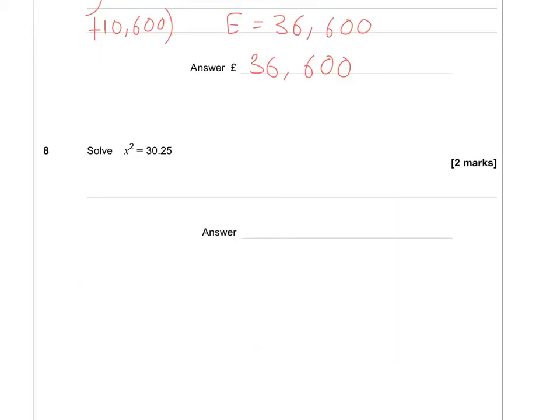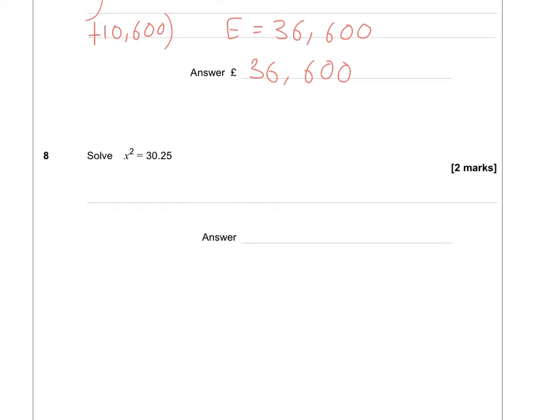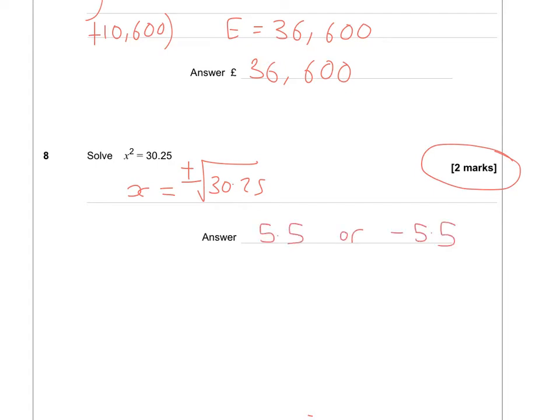Question 8. Solve x squared equals 30.25. So we need to square root 30.25, remembering that we have to take a positive and a negative root. Note that there are 2 marks available here, so to get our 2 marks we have to write down the 2 possible answers, 5.5 or negative 5.5. A neat way of summarising this would be x equals plus or minus 5.5.